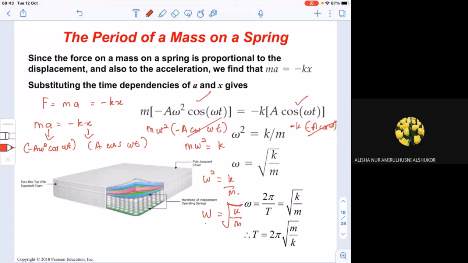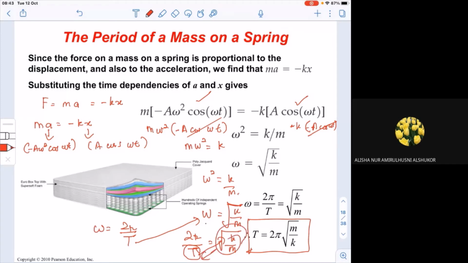This is how they derive the period of a mass on a spring. Before this, we have learned that omega is 2 pi over the period. So we can replace omega here, so that 2 pi over T equals the square root of k over m. Then we need to solve for T as the subject. So T equals 2 pi times the square root of m over k, and not k over m, because everything is brought down when you rearrange.